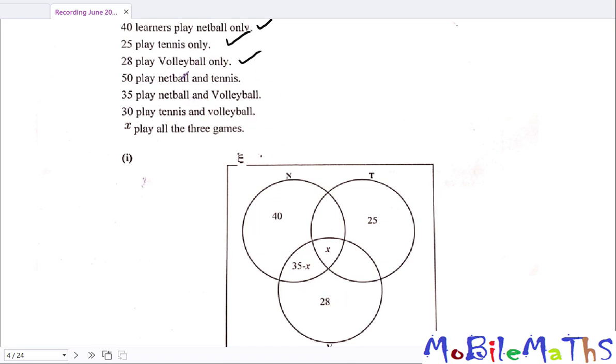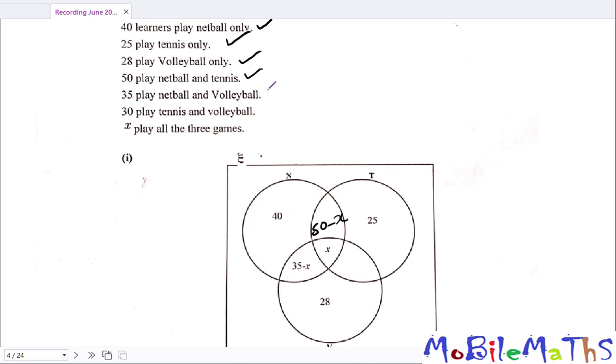Then they say 50 play netball and tennis. So we have an intersection between netball and tennis. So how do we get this? Remember we are using an x, so we can say this is going to be 50 minus x, that's the intersection there. Then we have done this one. Then the next one is saying 35 play netball and volleyball. This one they've already completed for us, so we are not going to do anything.